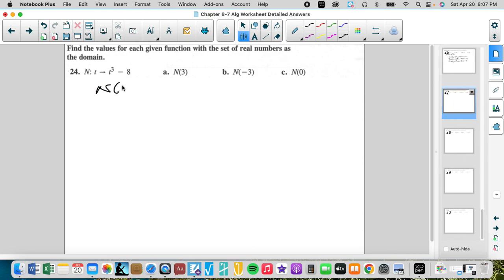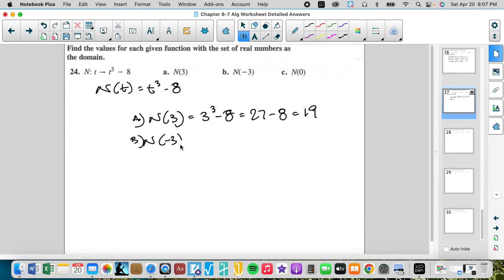We'll write it in function notation. N of t equals t cubed minus 8. N of 3 equals 3 cubed minus 8. 3 cubed is 27. You should know that. And we get 19. N of negative 3, which is quantity negative 3 cubed, minus 8, which is negative 27. Odd exponent. Negative number to an odd keeps the negative. Minus 8 gives us negative 36.